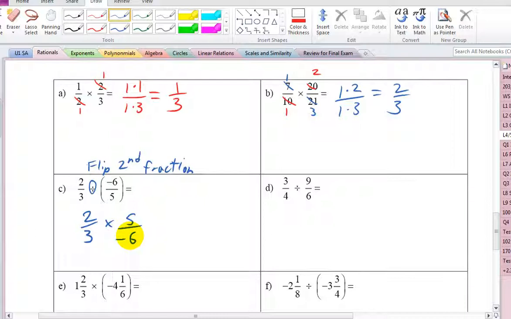Could I put my negative sign in a different spot? Absolutely. You can put it on top. And normally I do that. I just didn't want you guys getting scared. Okay? So you can put your negative sign anywhere. Okay, see if you can reduce first, which you can, and then multiply. Go.